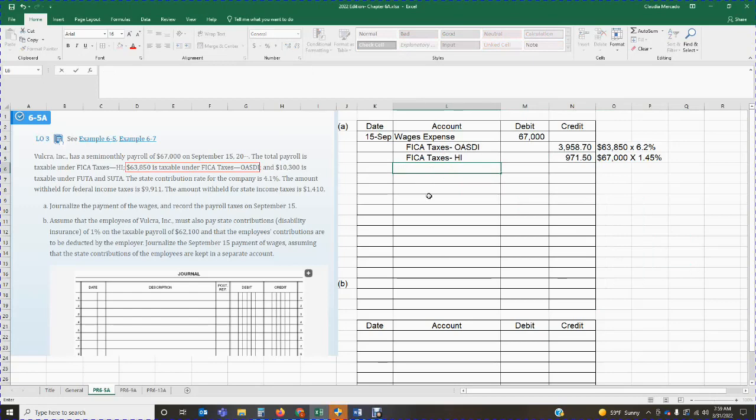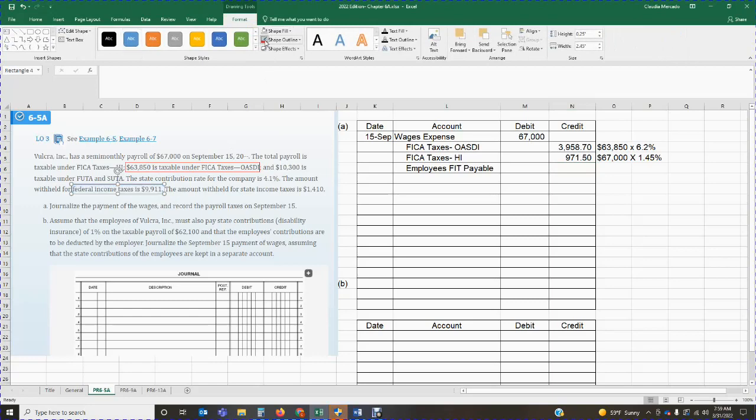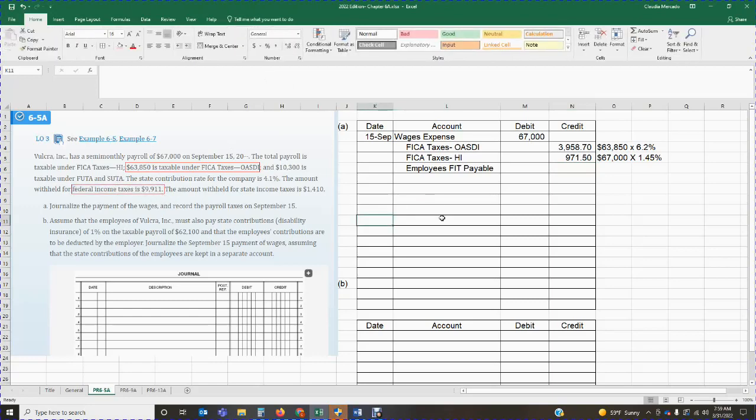Okay, what else do we have to deduct? We also have to deduct the employee's federal income tax, and we're going to put that into the payable account. Now, for the employee's federal income tax, they give you that amount. That amount is given to you in the problem. You don't have to do any calculations. Federal income taxes, $99.11. So I'm going to deduct that from my employees' paychecks.